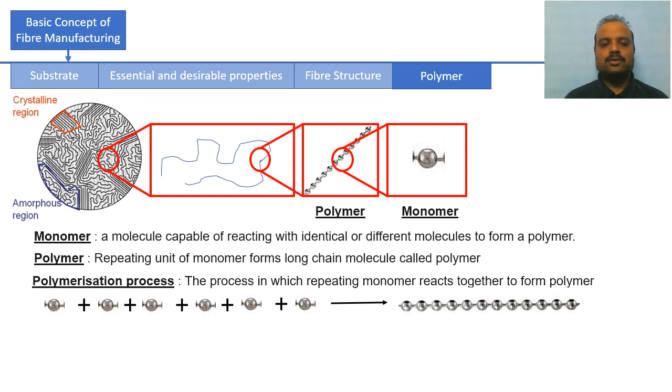This polymerization process, monomer, polymer, etc., these are the terminologies generally used by the man-made fiber industry. So what is the man-made fiber industry? These industries make man-made fibers. They are not available in nature. For example, polyester fiber, nylon fiber, polyethylene fiber, polyacrylonitrile fiber. These are all man-made fibers. These are not available in nature itself. So when you want to create your own fiber, you need to understand what is monomer, what is polymer, what is polymerization process.